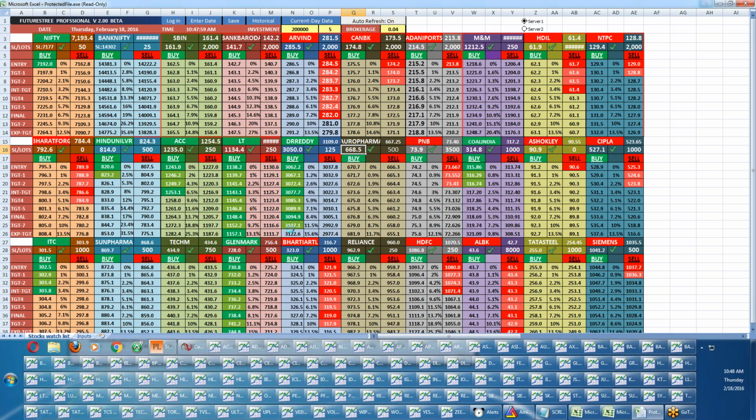Dr. Reddy, we were talking about 3100 - that is already being done. The next level is 3134. And we have PNB, Coal India.